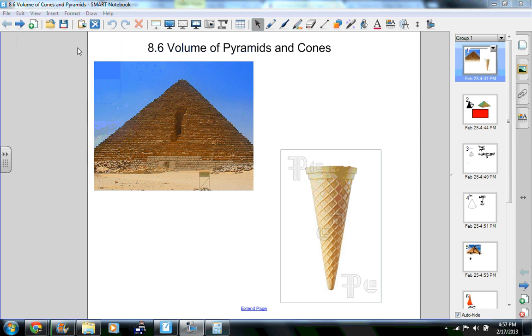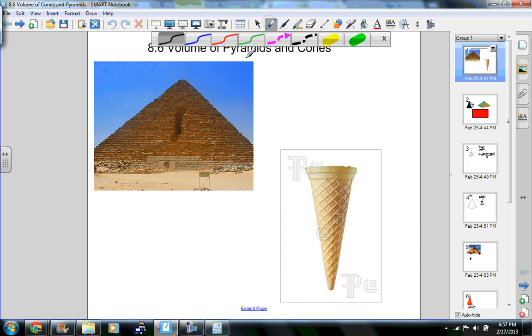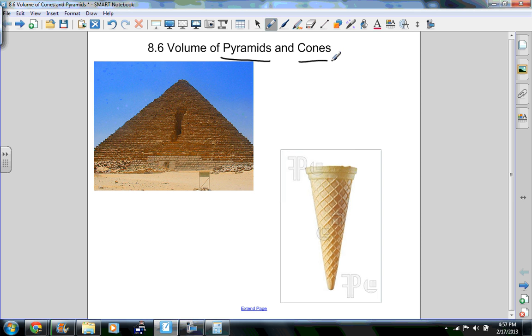All right, we're going to be back on volume. So once again, volume is what's inside of a figure, and we're going to be doing two shapes here, the volume of a pyramid and the volume of a cone. Okay, a pyramid is just like pyramids.